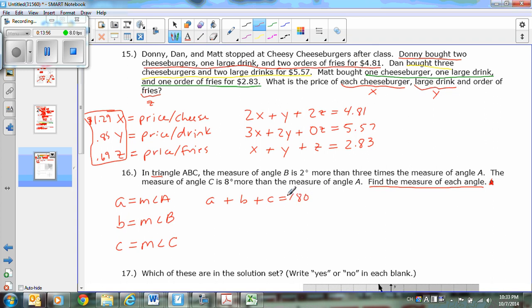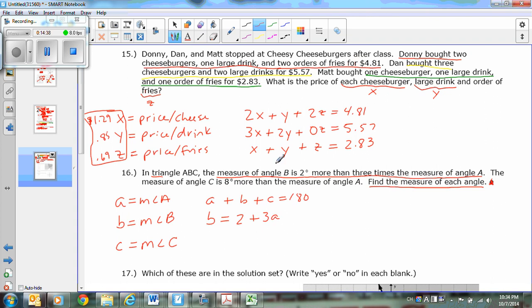All right, now our second equation is going to come from this sentence, that the measure of angle B is 2 more than 3 times the measure of angle A. So we're going to take those words and translate them into algebra. The measure of angle B is represented by this little b. Then it says is, that word is going to be translated into an equal sign. So the measure of angle B is 2 more than, well, that would be 2 plus, 2 more than what? 3 times the measure of angle A. The measure of angle A is little a. We're going to take 3 times that, so it'd be 3a.